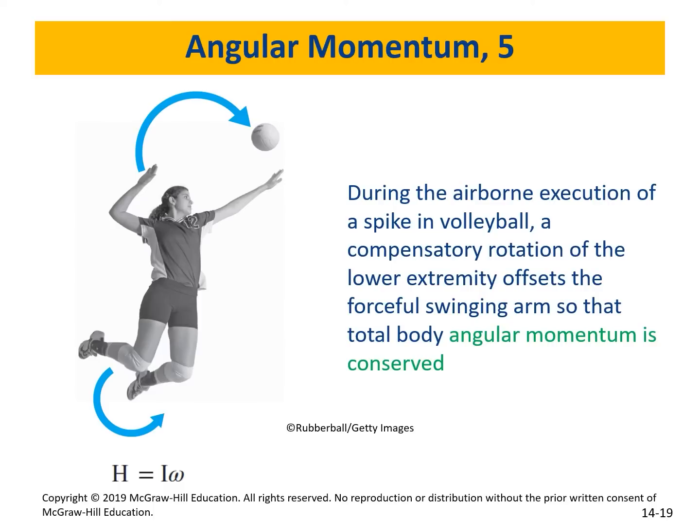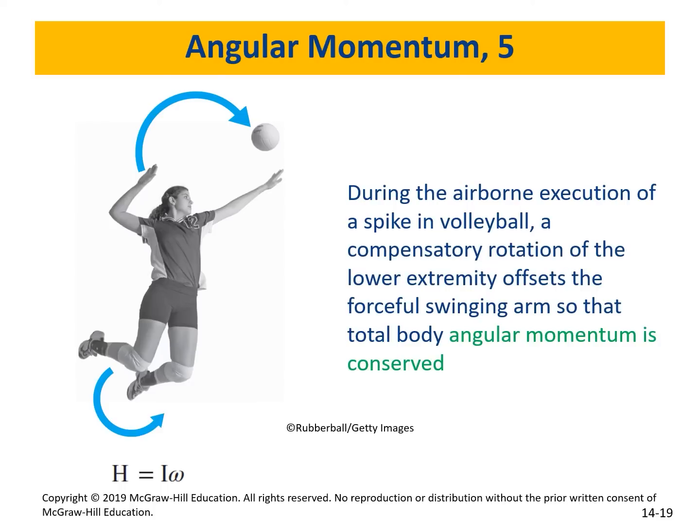Because you want to pass that velocity to the ball. So you reduce the moment of inertia and increase velocity. Momentum will be conserved, and then you can hit it with a very, very large angular velocity. Does that make sense? How do we do that? Right. So rotation of the lower extremity offsets the forceful arm swing so that the total body angular momentum is conserved, and then the velocity is transferred to the ball itself.